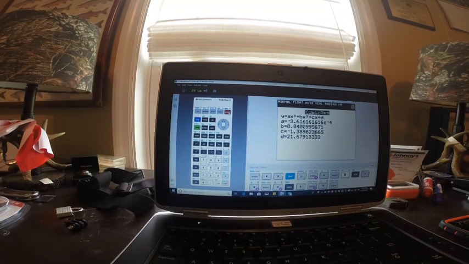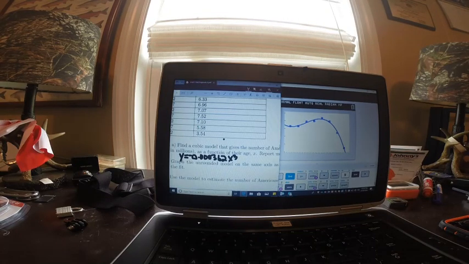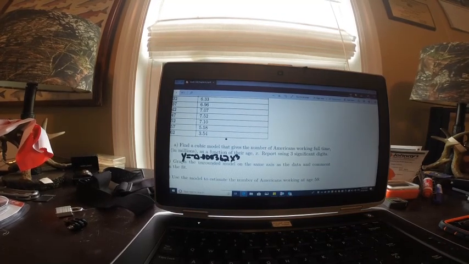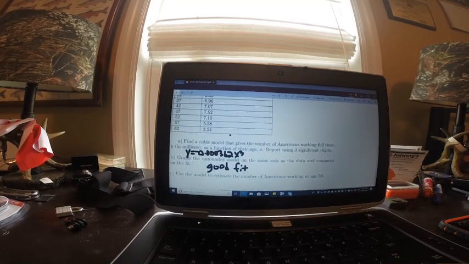Now if I look at the graph, it does a pretty good job of estimating here. You can see it's not perfect, but it does a really good job of getting really close to most of them. So B said we need to graph the unrounded model on the data and comment on the fit. I think it has a good fit. It's not a perfect fit, but it's a good fit. Obviously, I tried to write all that on that line before and it wasn't working, so I took it to the board instead. Let's look at C.